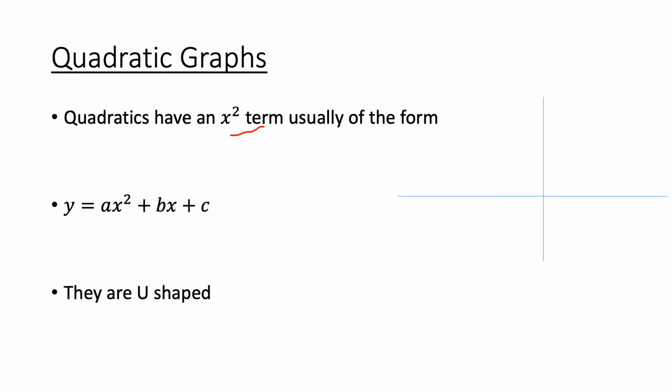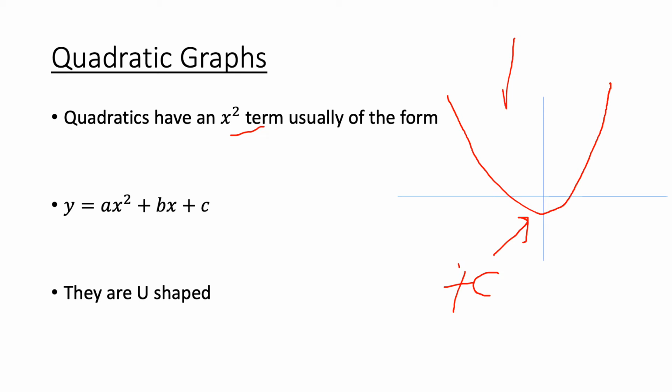So they are normally U-shaped. A quadratic normally looks something like this. That is what a quadratic looks like. The plus c is where it crosses on the y-axis, and the a and b determine how steep the graph is.